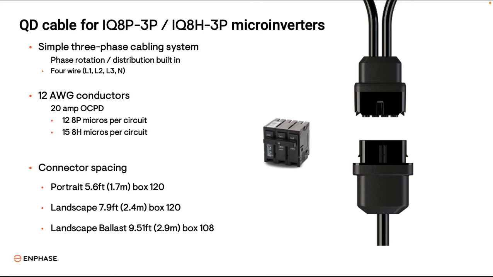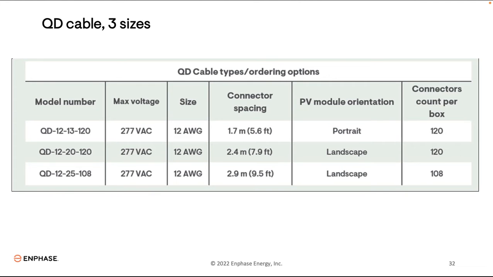QD cabling is available in 3 connector spacing variants: portrait, landscape, and the longer distance landscape ballast for east-west ballasted configurations or larger module frame formats. Let's take a look at the available QD cable lengths. Again, it comes in 3 different sizes depending on your panels, their spacing, and the racking system you're using.